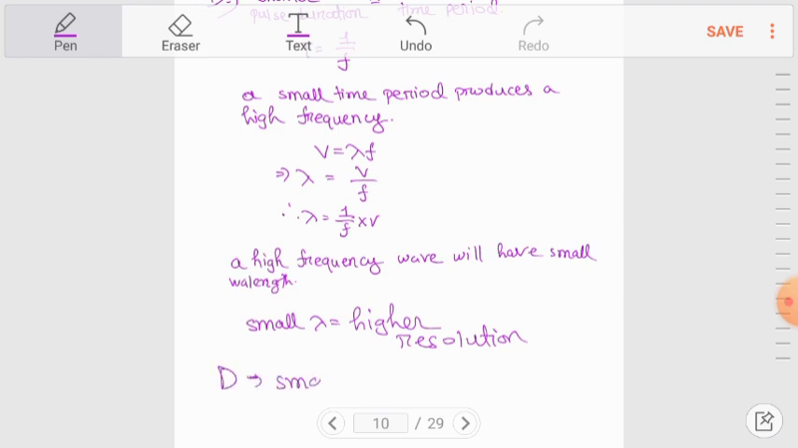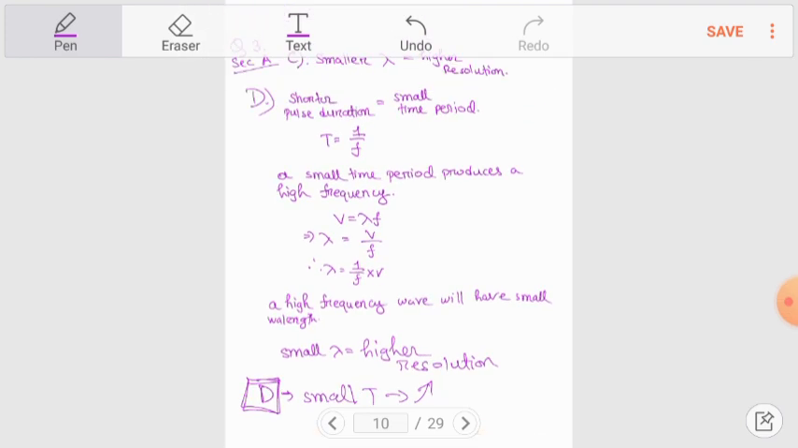Small time period gives higher resolution. So option D is the correct answer for question number 3. I hope question number 3 was clear. I'm moving to question number 4.